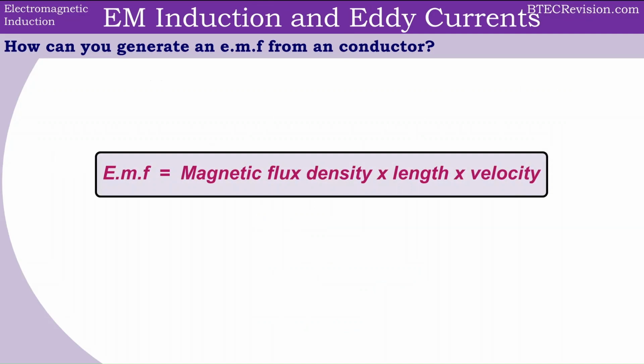We can also use this second equation. The induced EMF equals the magnetic flux density times the length times the velocity. The short form is epsilon equals BLV. Velocity is measured in meters per second. Length is measured in meters. Magnetic flux density is measured in Teslas. And EMF is measured in volts.